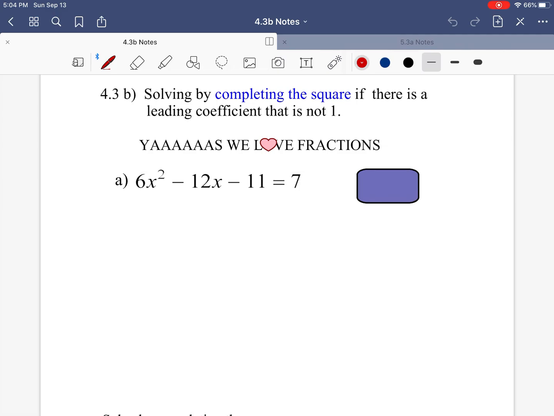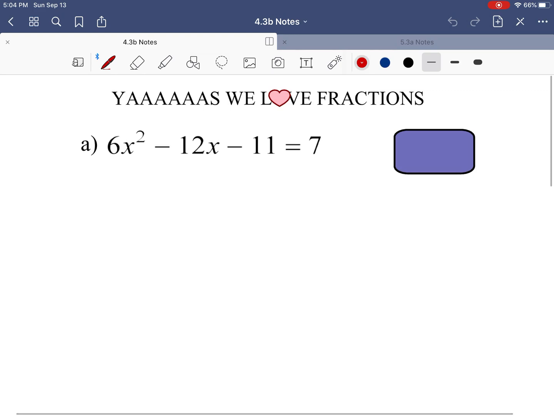Today we're going to be looking at 4.3b, solving by completing the square, where a is not equal to 1. Fortunately, really, this is going to have some fractions in it. Not always, but more likely than not, there might be some. So how good are your fractions? Well, let's start. The steps are exactly the same with one extra step.